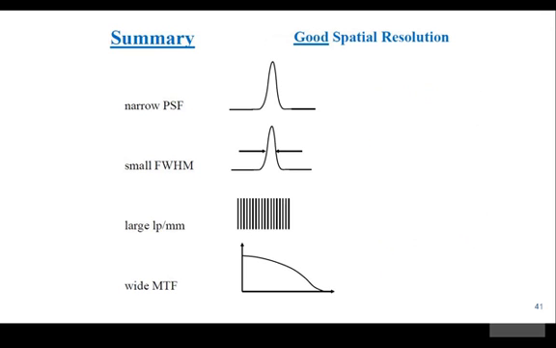These final two slides just summarize what good spatial resolution means. It means we have a narrow point spread function which has a small full width half maximum, which means we can visualize high density information, or high resolution information, with large numbers of line pairs per millimeter. This corresponds to a wide, broad modulation transfer function, because we're getting a good representation of the high frequency information in the image.